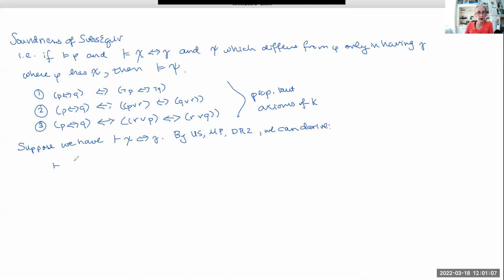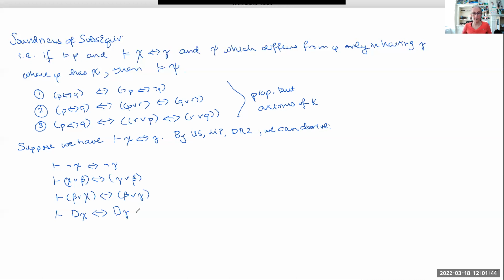First, that not chi is equivalent to not gamma. That comes from the first one. That chi or beta is equivalent to gamma or beta, and this follows from the second one. That beta or chi is equivalent to beta or gamma, and that comes from the third. And then using our derived rule 2, we have that necessarily chi is going to be equivalent to necessarily gamma.